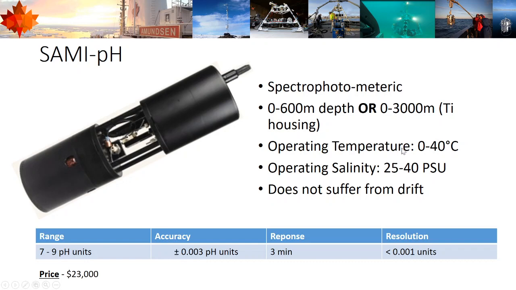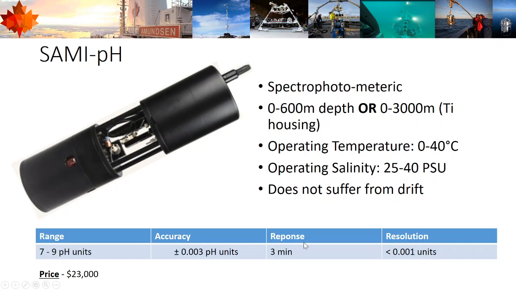And the environment it can operate in is most. There's also your standard housing for surface to moderate depth applications, and then there's a titanium housing for your deep applications.